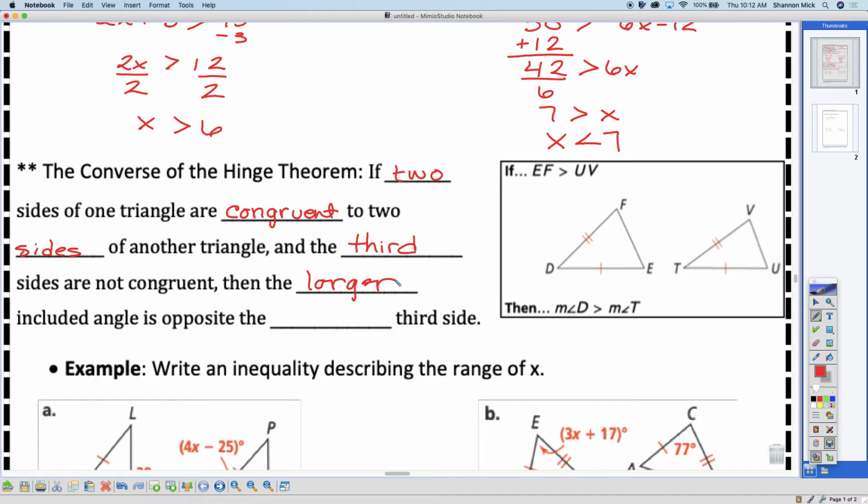Included angle is opposite the what, third side? Longest. So basically this just talked about angles, right? So if I give you the sides that are longer, then I know which angle is bigger. That's it. Just the converse.